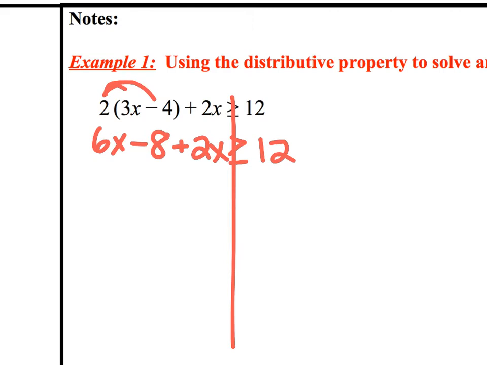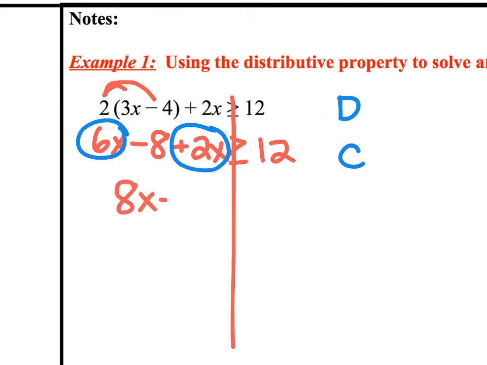Now we're going to C, "don't call." So combine like terms, if you can. Remember that wall, that line down the middle reminds us you can't combine unless they're on the same side. So my like terms here are 6x and 2x, which would get me 8x minus 8 is greater than or equal to 12.